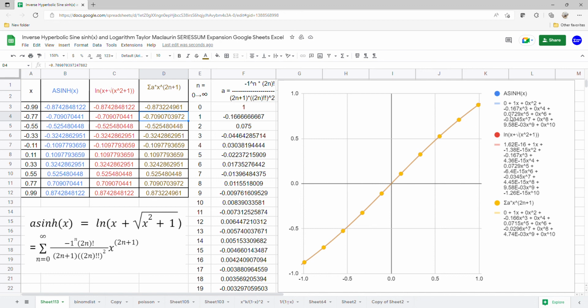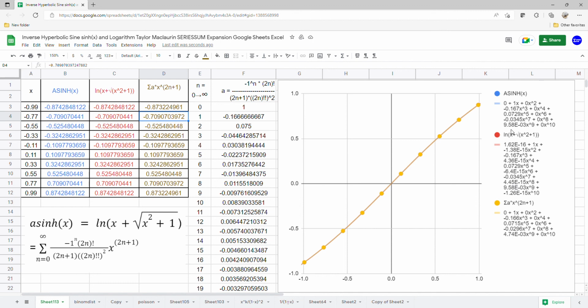Coefficient of x to the fifth, 0.0729, 0.0729, and 0.0715. Coefficient of x to the sixth, 0. This is 0 because 6.4 times 10 to the minus 15, that's already 0. And 0 for x to the 6. X to the 7, minus 0.0345. Also minus 0.0345. And here is minus 0.0296. Coefficient of x to the 8, 0. And this is already 0, 4.45 times 10 to the minus 15. That's already 0. And also 0, x to the 8.